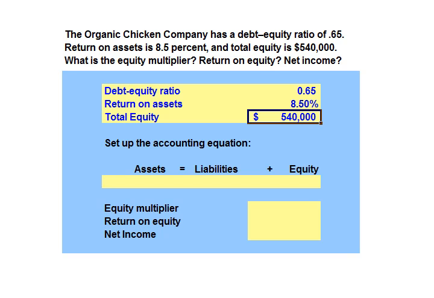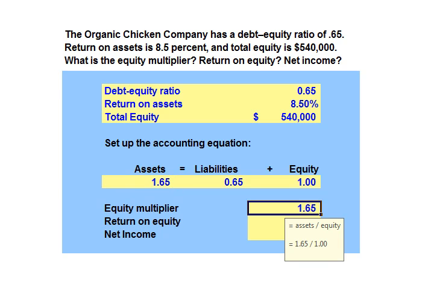Our debt-to-equity ratio means we have 65 cents in debt or liabilities for every dollar in equity. We can then use our accounting equation to calculate assets of $1.65. The equity multiplier, recall, is assets divided by equity. So $1.65 in assets divided by a dollar in equity gives us an equity multiplier of 1.65.